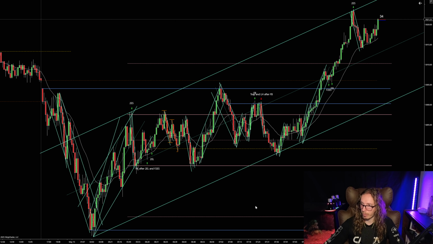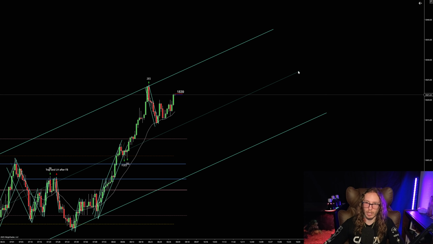Now, here is where we have to kind of watch this. I'm going to leave this channel up and come back a little bit later on to check on this. But I have a feeling that we are going to get some sort of corrections here, test this midline at least at a minimum before we try to go higher.